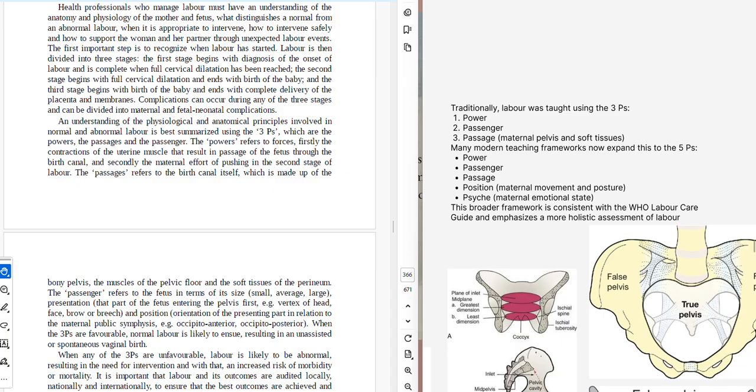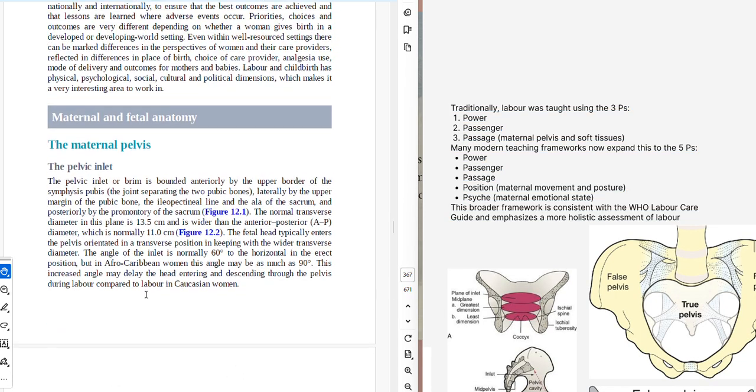So power, I told you, is the force that delivers the baby. The primary power is the uterine contraction, which is involuntary. And then the secondary power is basically the maternal bearing down during second stage, which is voluntary. We'll look at all of these things in much more detail later on, but let's go ahead and look at the maternal pelvis first.